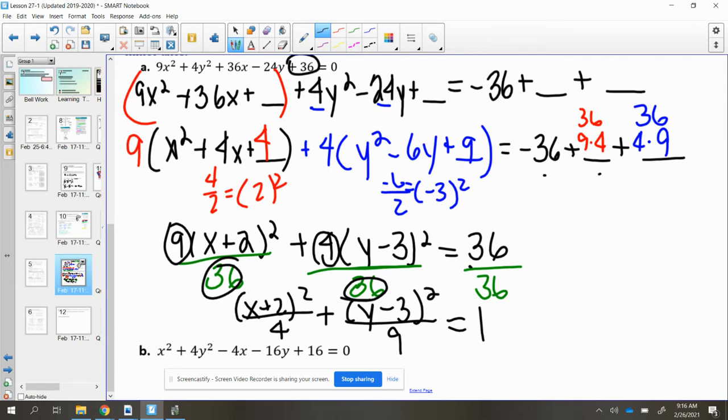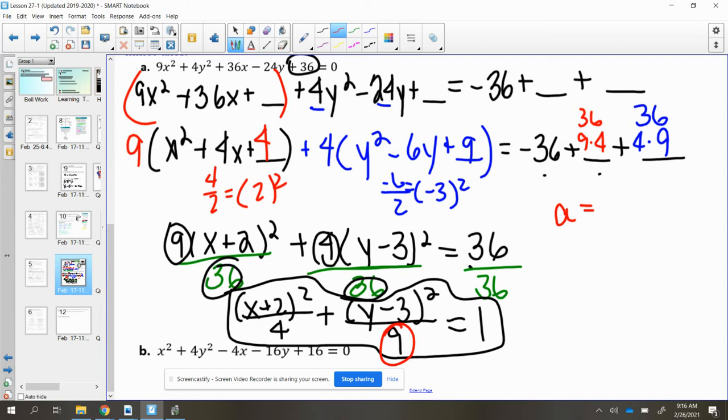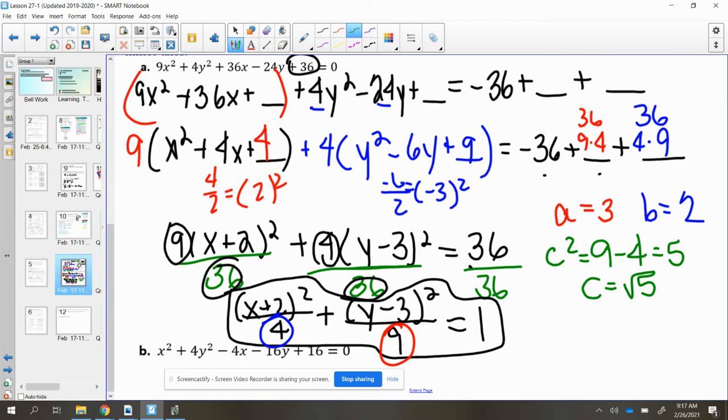So there's our equation. And from there, we're going to be able to look at some of these examples. Okay, so again, if we're looking for a, this time that's the bigger value here. a squared is 9, so a is 3. b squared is 4, so b is the square root of that, or 2. And then c is going to be found by taking a squared minus b squared. So c squared is 5, which means c is the square root of 5.